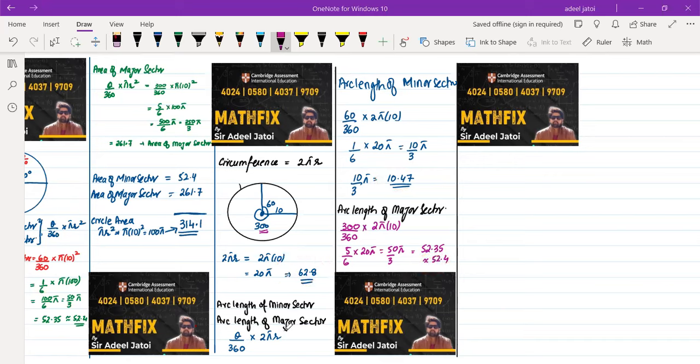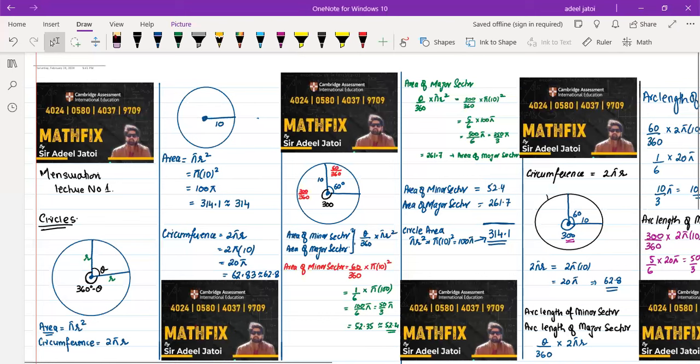62.8. That means the arc length is coming through the circumference. Why? Because the radius for all the points is the same. And since we are taking the arc length from the same circumference, we'll automatically be working with the ratio of the minor sector, which is 60 upon 360, and the ratio of the major sector, which is 300 upon 360, to get the arc length of the major and the minor sector.